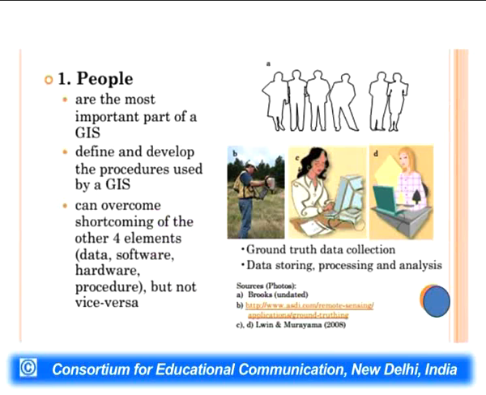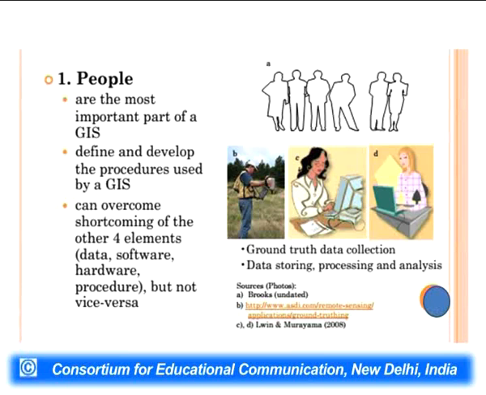So, first coming to people. People are the most important part of a GIS because they define and develop the procedures used by the GIS. Whatever techniques and procedures we use in GIS are developed by people themselves. How to collect the data, how to sort it out, how to cross-check the data, how to go for ground truthing or data collection, all these tasks we perform only with the help of people. So people are an integral part of GIS.